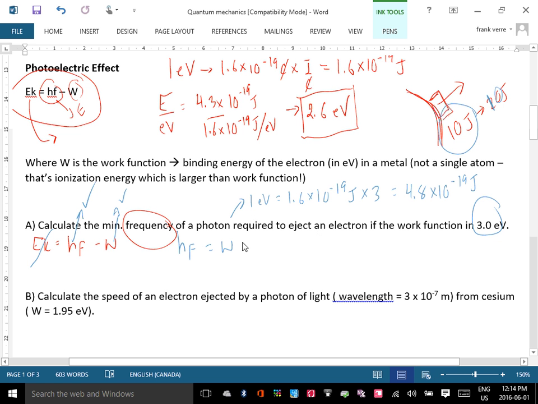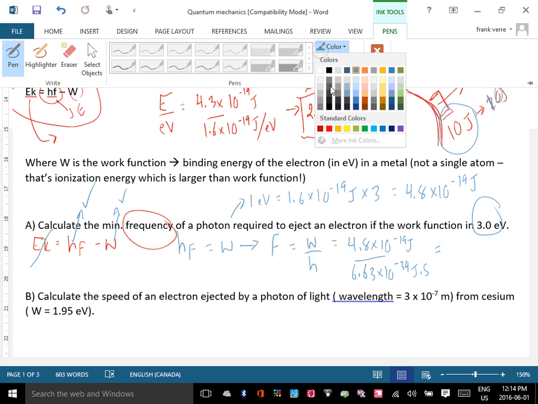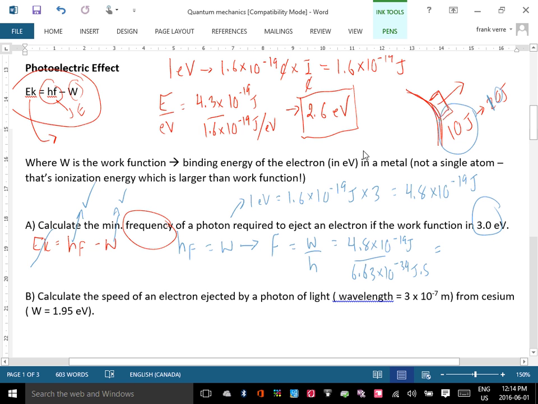Because f would be W over h. So the work function was 4.8 times 10 to the negative 19 joules. h is 6.63 times 10 to the negative 34 joule seconds. What do we end up with as our minimum frequency? 7.2 times 10 to the what?